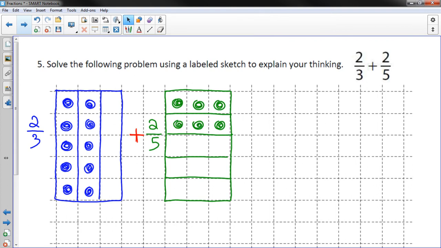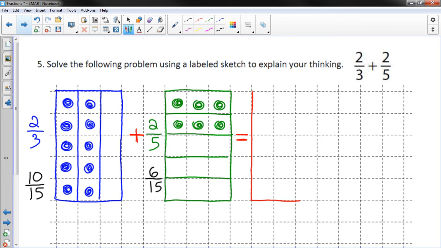So just looking at those, the first one, the 2/3, is really equivalent to 10/15. And the second one, the 2/5, is really equivalent to 6/15. So equal sign there. I'm going to build a rectangle that's exactly the same size. And now we just have to put all those circles in one because it's adding, not subtracting. So I got 10 of those.